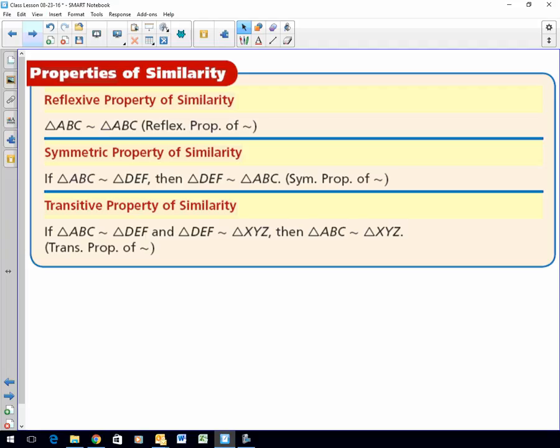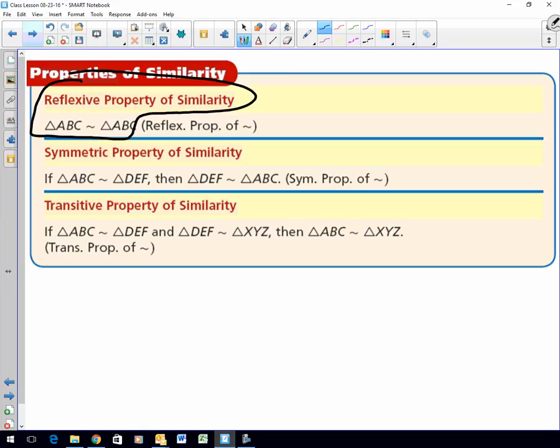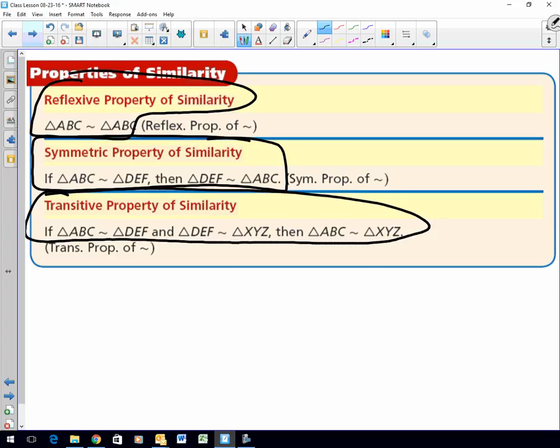Reflexive property, symmetric property, transitive property of similarity. You need to write down these three. I'll circle what you need to write down. You need to write down this, and this, and this. Let me explain them real quickly. I'll draw diagrams up here.